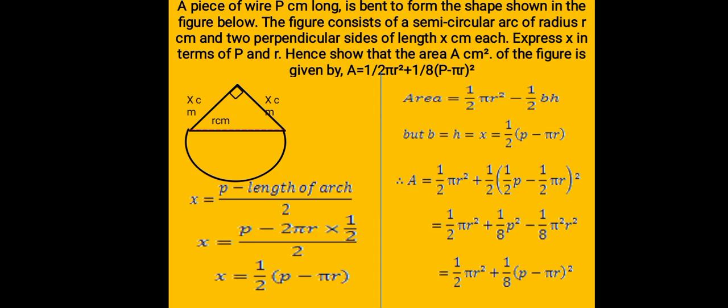Now the area of the figure, what will be the total area of the figure? It will be a half pi r squared plus a half into a half p minus a half pi r, squared. So a half p minus a half pi r squared, it should be squared. Solving further, you find that the area becomes a half pi r squared plus 1 over 8 into p minus pi r squared.